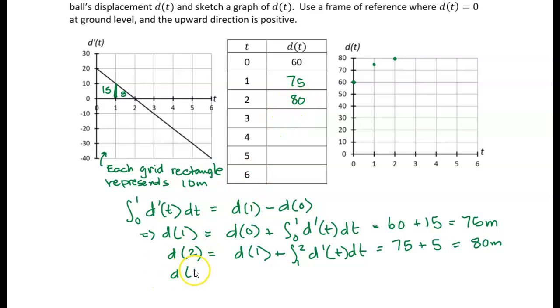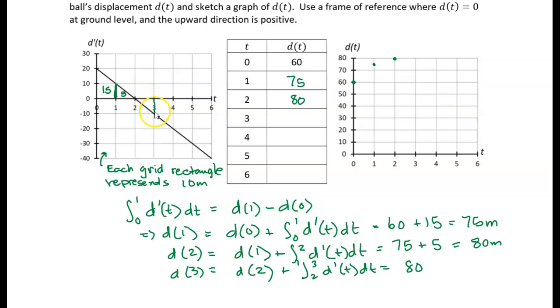All right, so let's now look at what happens at 3 seconds. Again, I could start with d of 0 and add the integral from 0 to 3, or I could just start at 2. I could use the displacement that I already have, and just add the integral from 2 to 3, dt. So I'm at 80 meters, and I'm going to add to that. Now notice here, suddenly our area is negative, right?